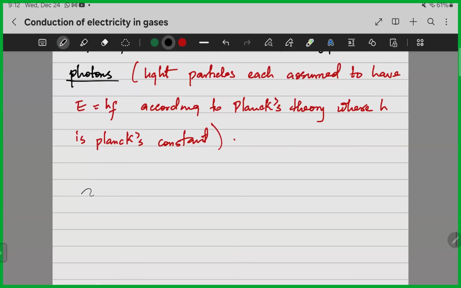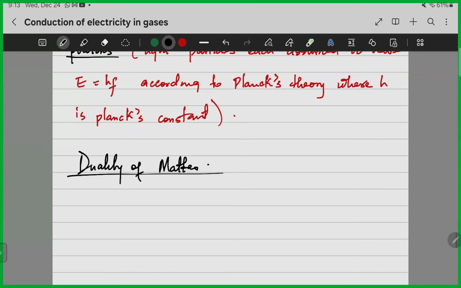Now let's talk about duality of matter. We have one more topic after this wave particle duality, something on semiconductors, though these are just short topics. So duality of matter quickly.